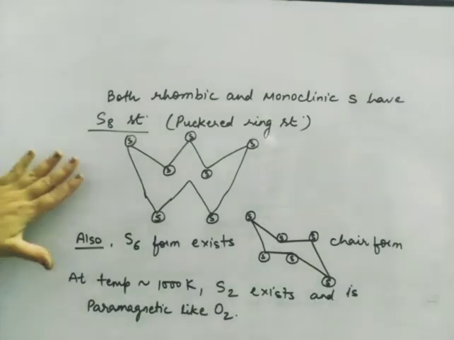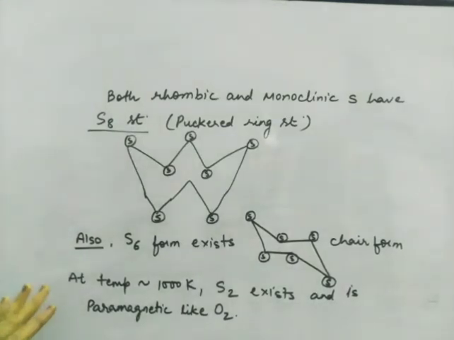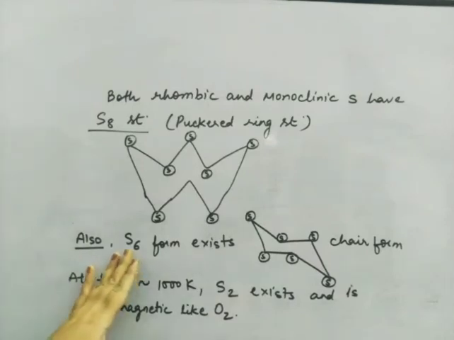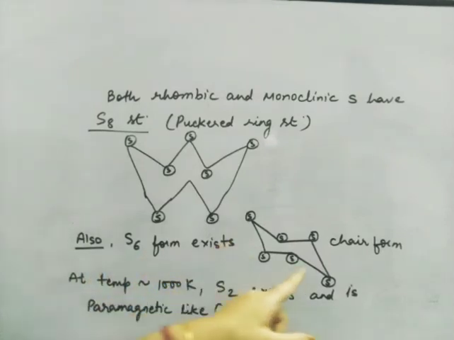Now this is the normal form of sulfur, but recently several modifications of sulfur have been synthesized containing 6 to 20 sulfur atoms. So in the laboratory we have synthesized several modifications. One common form is S6. This is the synthetic form. It exists in a chair form.